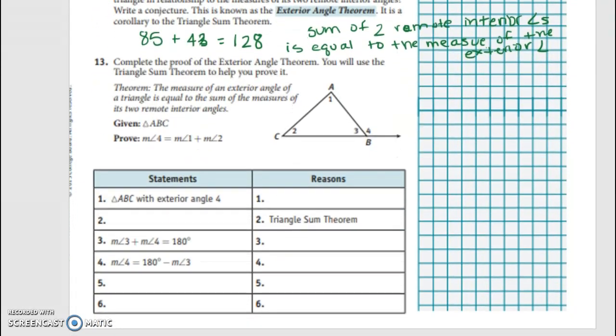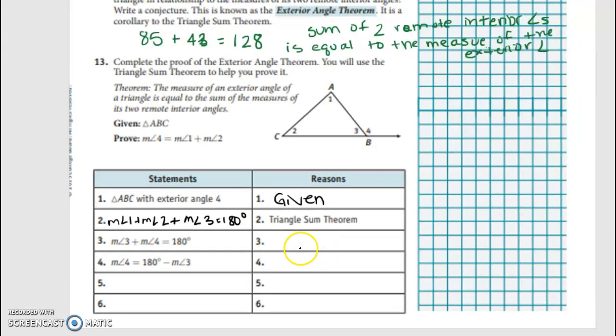Okay, so first we've got statement number 1, which is triangle ABC with exterior angle 4. And that is just what we're given. That's the image that we're given. Okay, statement 2 is asking for the triangle sum theorem, which we know from our previous proof is the measure of angle 1 plus the measure of angle 2 plus the measure of angle 3 is equal to 180 degrees.